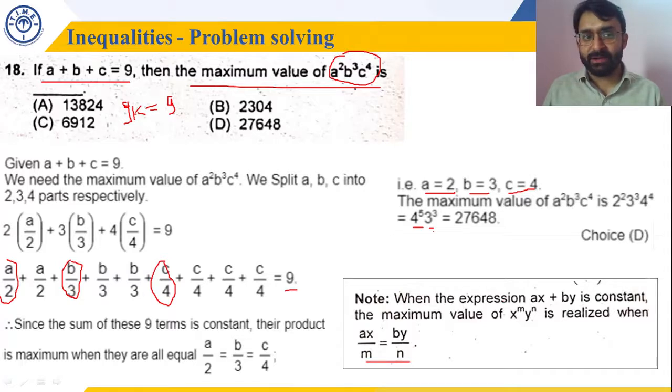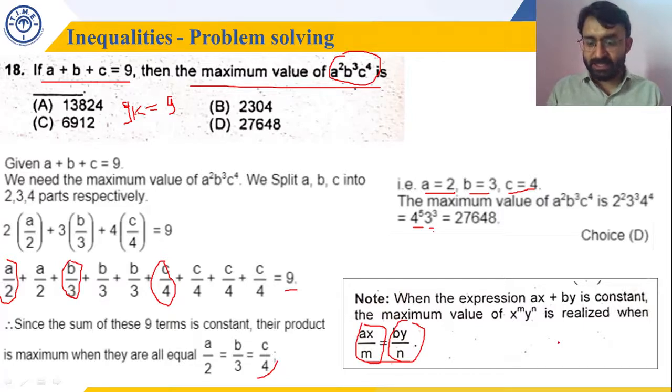AX plus BY is constant. So A, B, C are constant. A square, that means A by 2. AX by M means A by 2. And BY by N means B by 3 is equal to C by 4. Am I right? We can put those values in this expression. We'll get the answer. So I hope these two methods are clear.